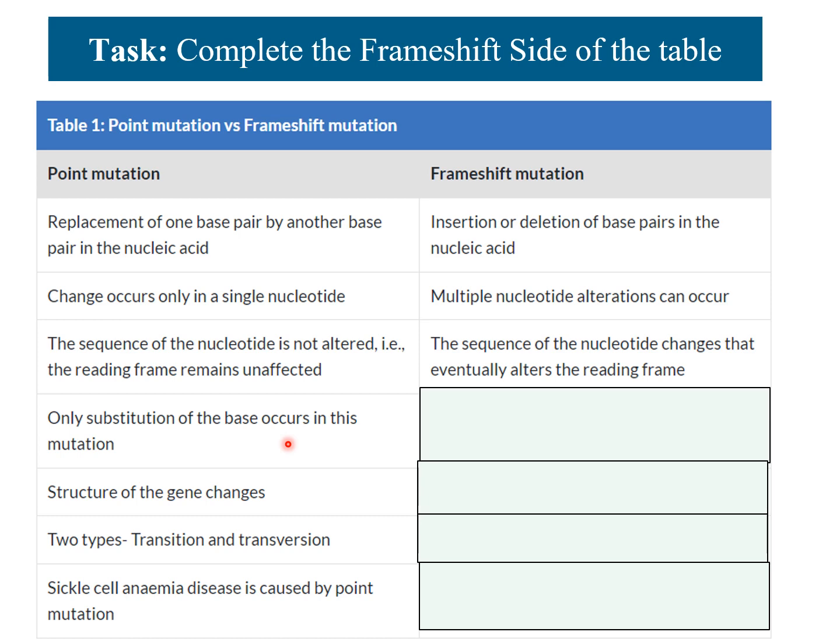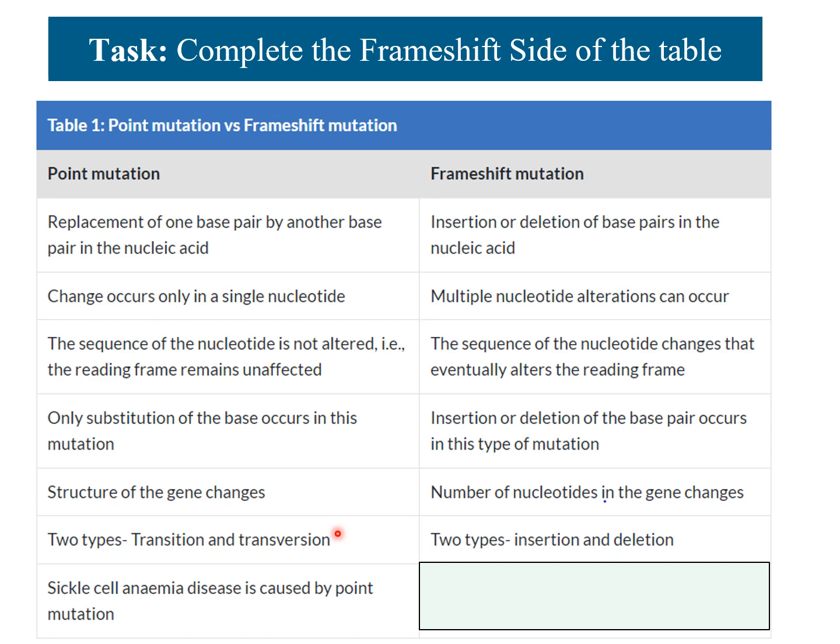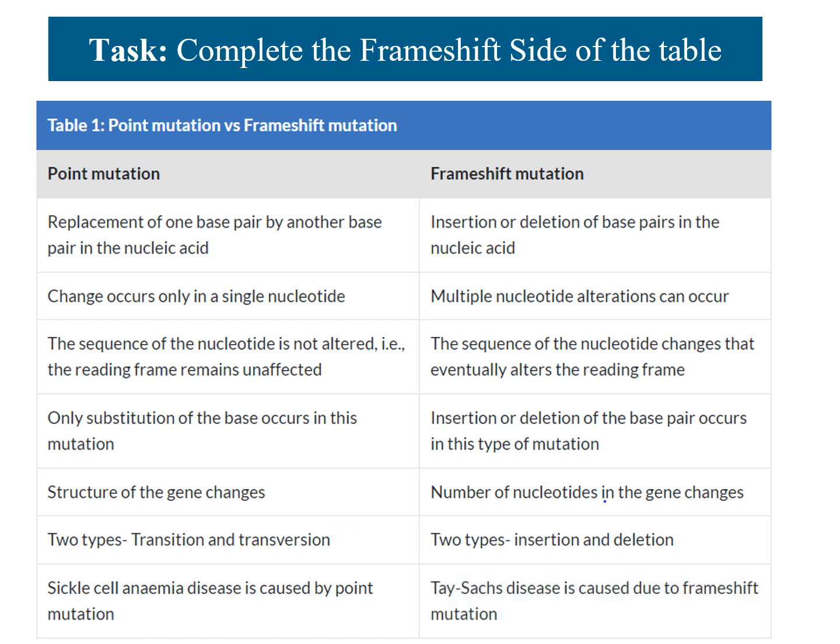The sequence of nucleotides is not altered, but it is afterwards, after the mutation. Only substitution of the base occurs in this mutation, but insertion and deletion occur for this one. The structure of the gene changes, the number of nucleotides in the gene changes for that one. There are two types; you don't need to really know about that one. Sickle cell anemia is an example, and Tay-Sachs disease is an example of a frame shift mutation.